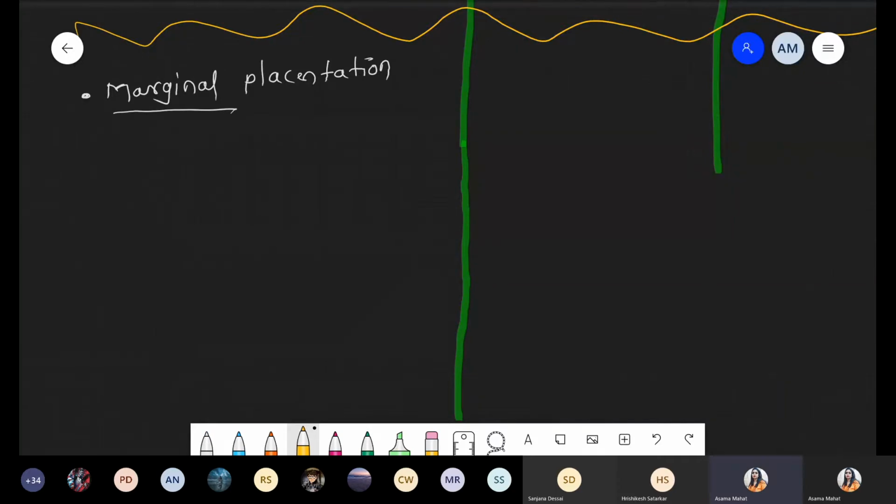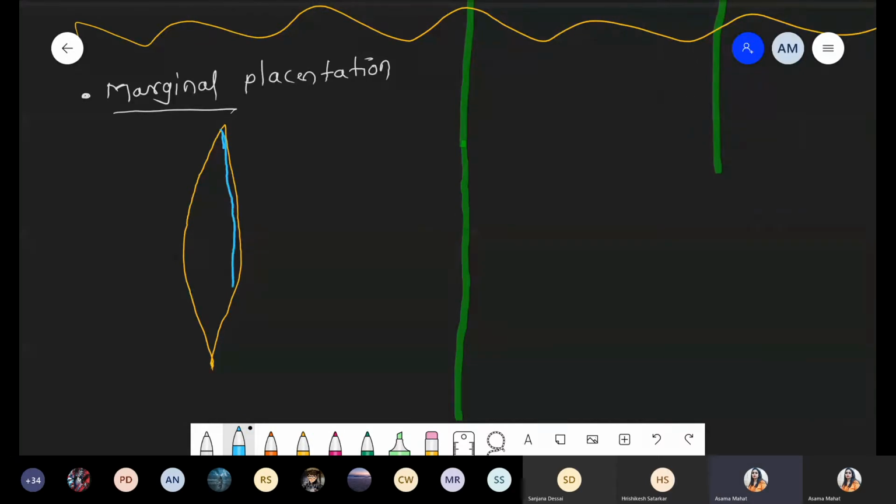For example, we already discussed marginal placentation is very common in the Fabaceae family, and under the Fabaceae family, you can take two examples. Number one, that is the pea plant, and the bean plant. If you discuss any pea plant, the fruit of that pea, or you can say that is seed, will have such type of structure. Now, inside this structure, there is a presence of placenta.